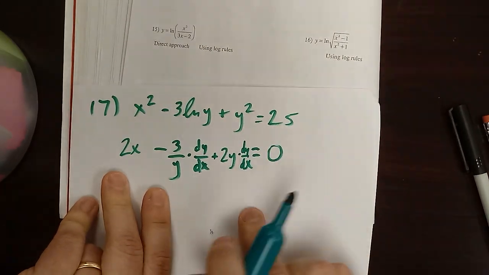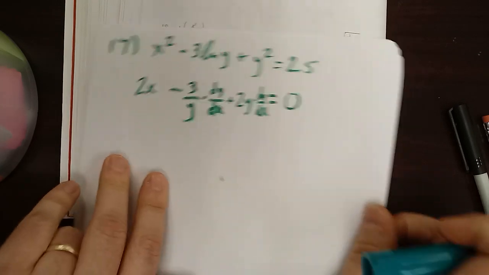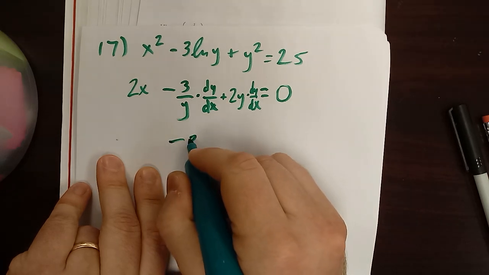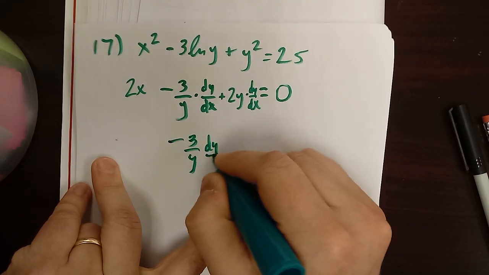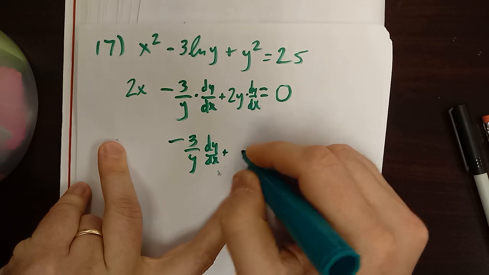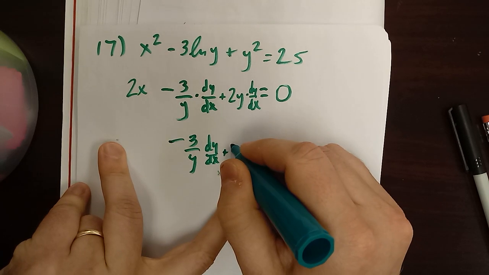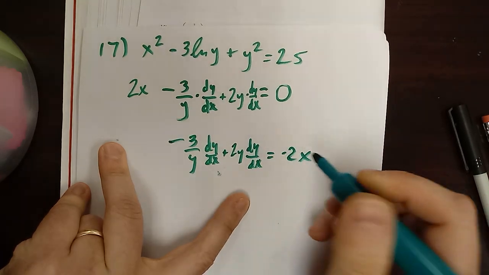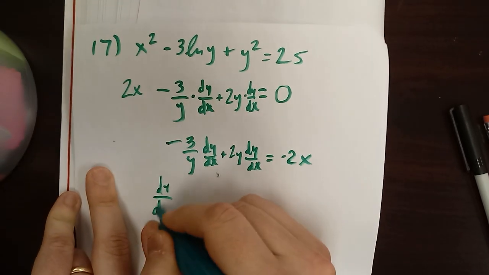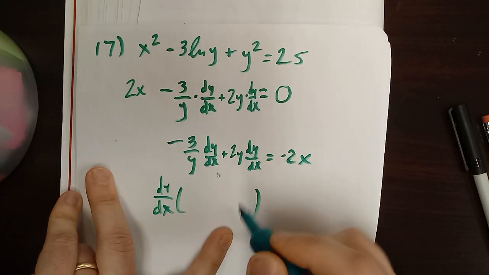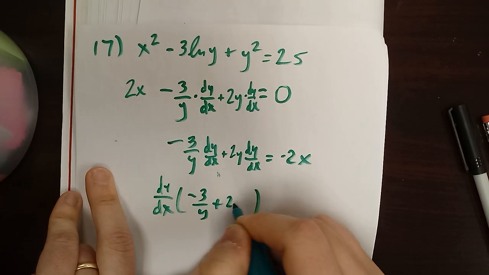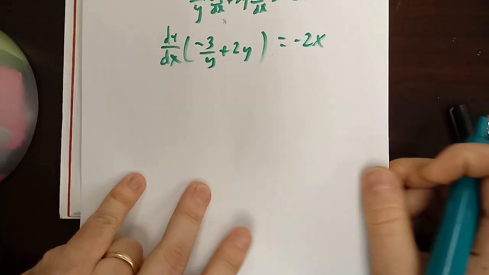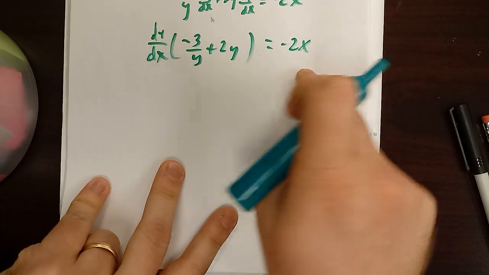So now my goal is to get y prime by itself, or get my dy dx by itself. So if I do that, I'm going to subtract the 2x from both sides, and then we'll have 3 over y dy dx plus 2y dy dx is equal to negative 2x. Factor out the dy dx, and we will have negative 3 over y plus 2y. Now, you might see what I see, and you might go, uh-oh, I see fractions on fractions incoming, because we're about to divide by this.